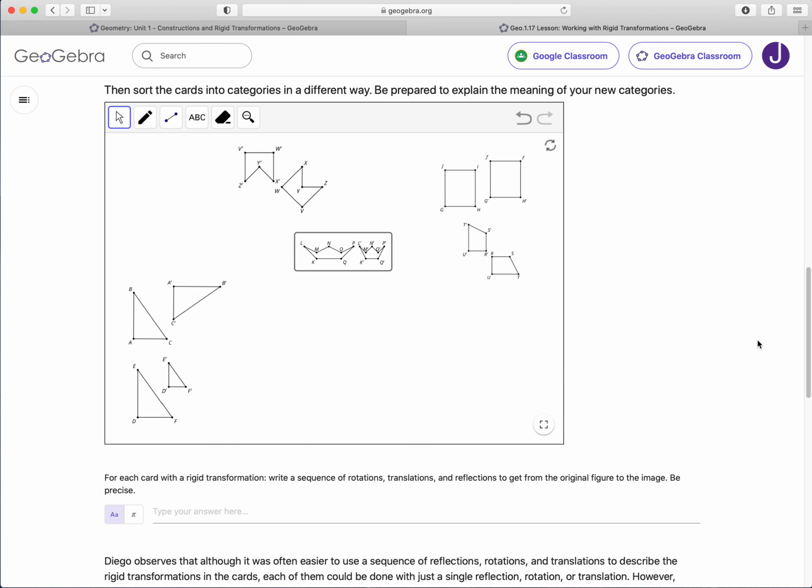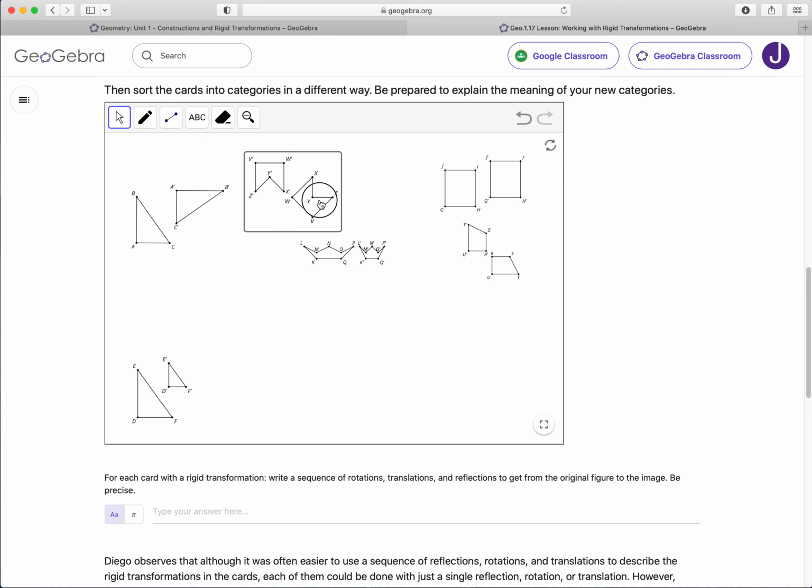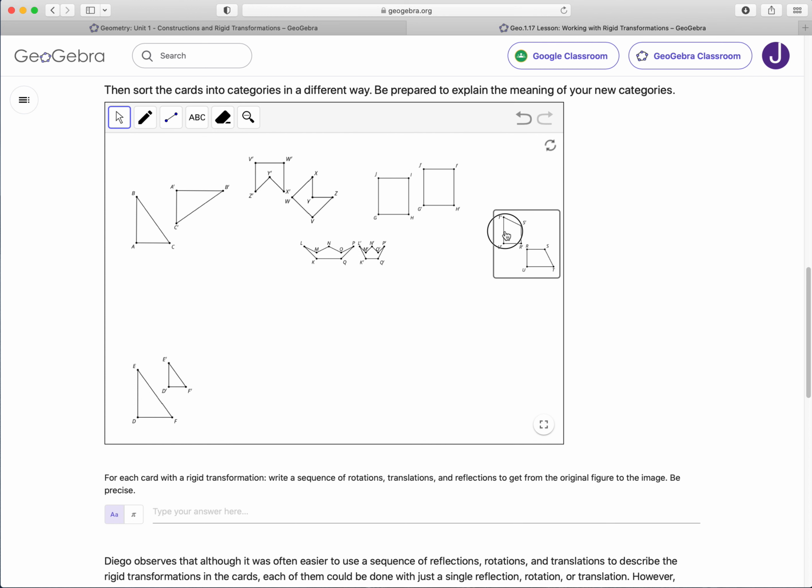Anyway, it says for each card with a rigid transformation, so that would be this one, and this one, and this one, and this one, not that one. Write a sequence of rotations, translations, and reflections to get from the original figure to the image. Be precise. Okay. So for ABC, right, it's just a translation up from A to A prime, and then it looks like a rotation 90 degrees clockwise around A.